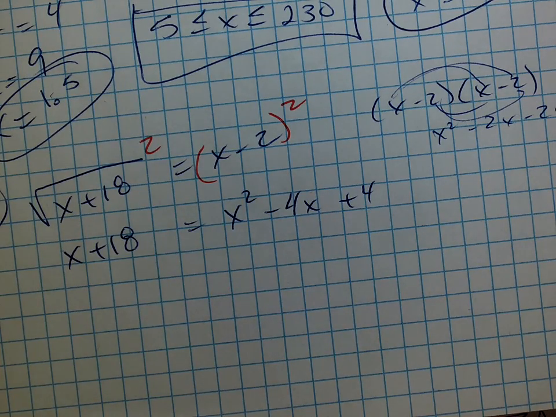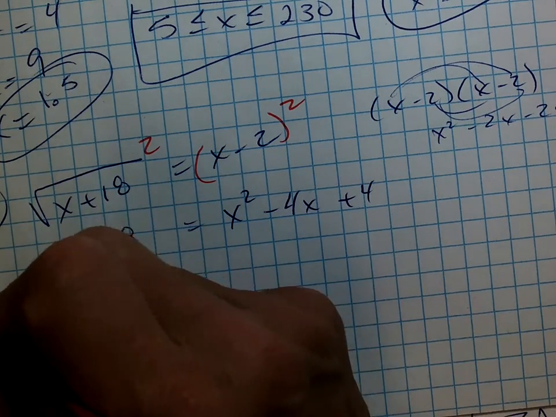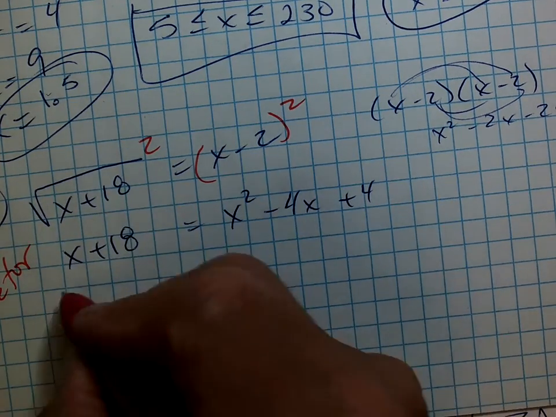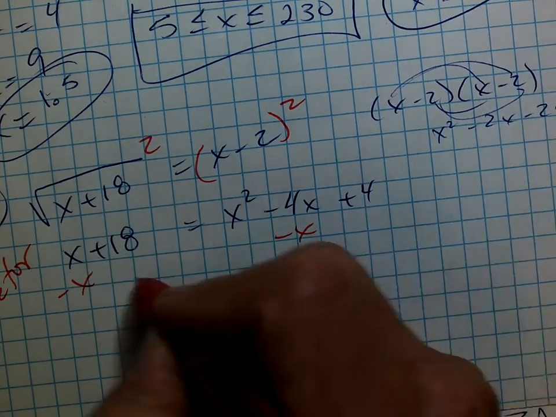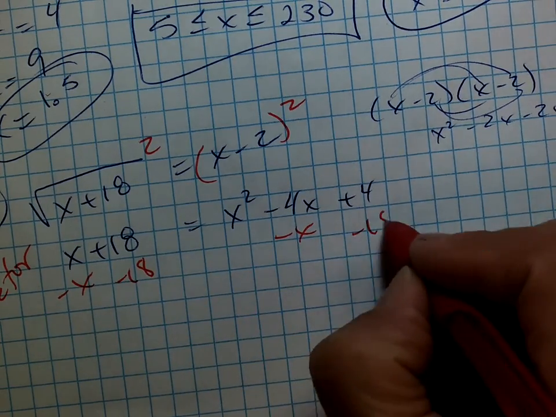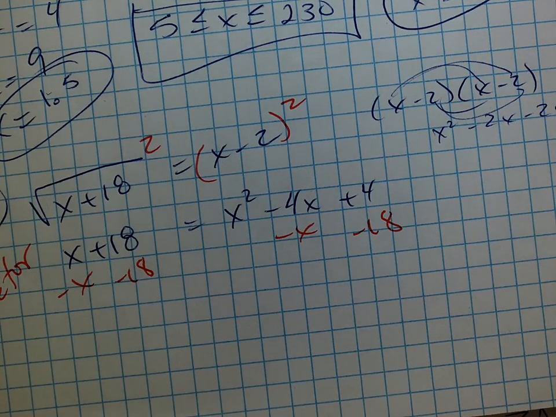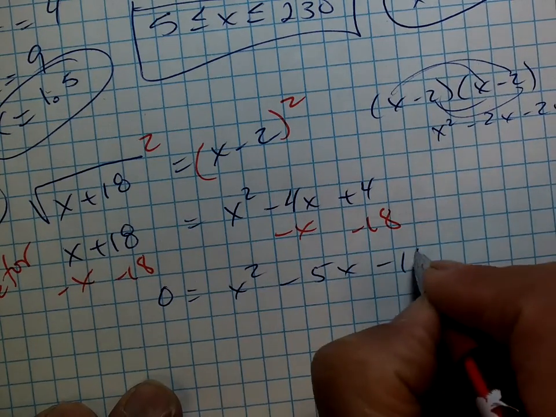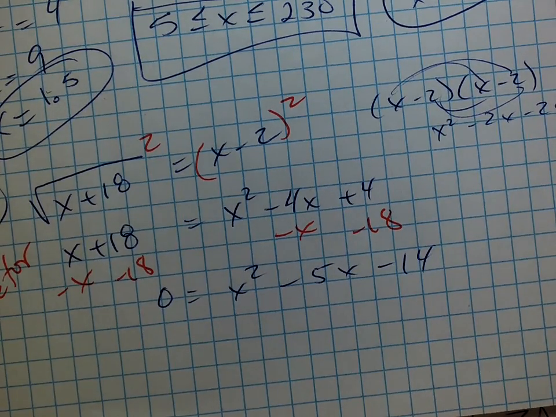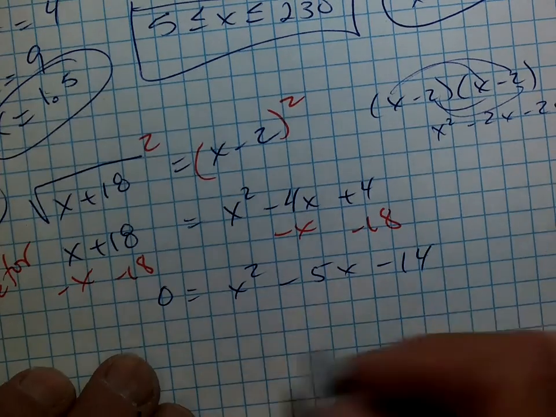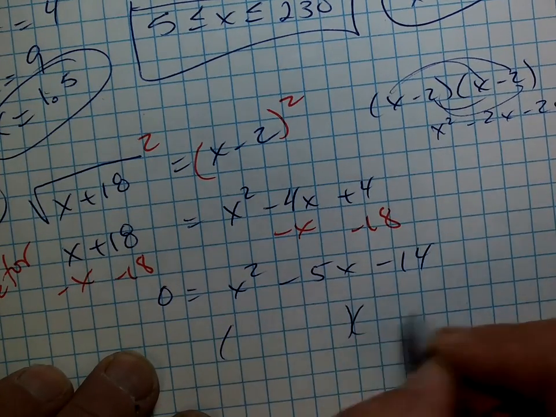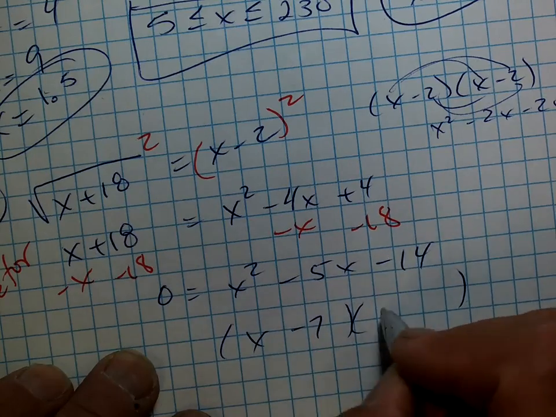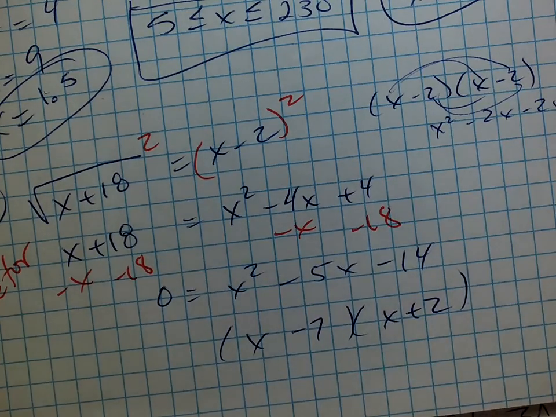So it really does become x squared minus 4x plus 4 when I FOIL it all out, right? Okay, so I think I'm going to have to factor. So before I can factor, let's bring over the x plus 18, right? You with me? So I have 0 equals x squared minus 5x minus 14, right? Okay, and then factor: x minus 7, x plus 2, right?